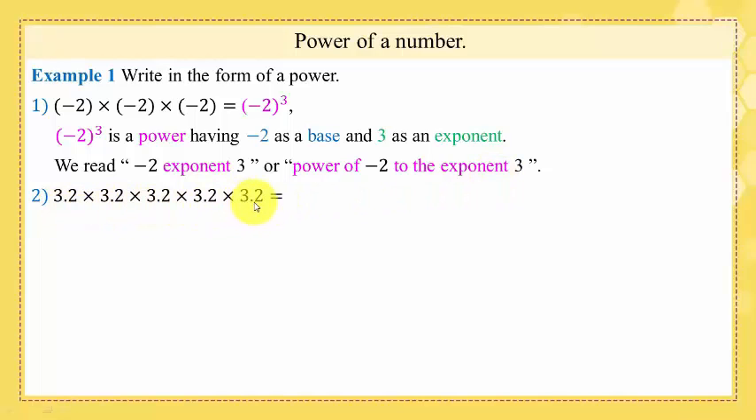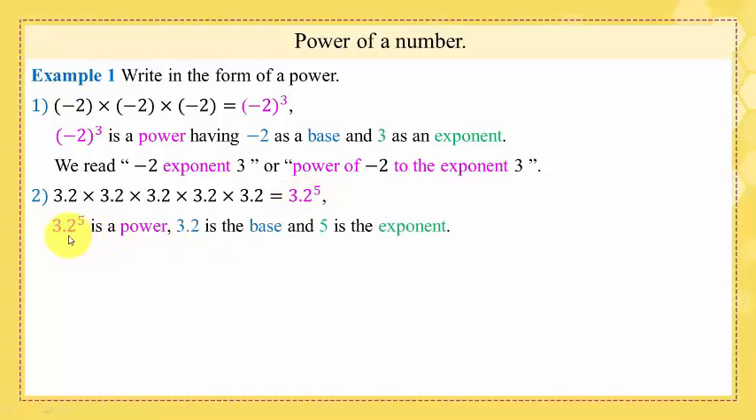3.2 multiplied by itself 5 times equals 3.2^5, where 3.2^5 is a power, 3.2 is the base, and 5 is the exponent. We read 3.2 exponent 5, or 3.2 to the power 5.